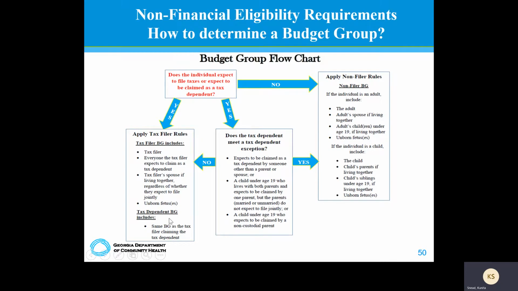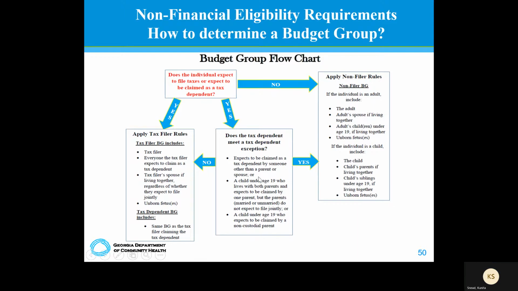So that now means that this particular household is a tax filer household, and these are the people that should be included. You go down here where it says tax dependent budget group, it's going to be the same as the person that is filing the taxes. So whoever is claiming them as a tax dependent is going to be that particular person. And then whoever that person is also claiming as a tax dependent besides the applicant. So if that person is claiming other people besides the applicant, then those other people have to be included. If the tax filer is married and living with a spouse, that spouse has to be included, and then unborn fetus.